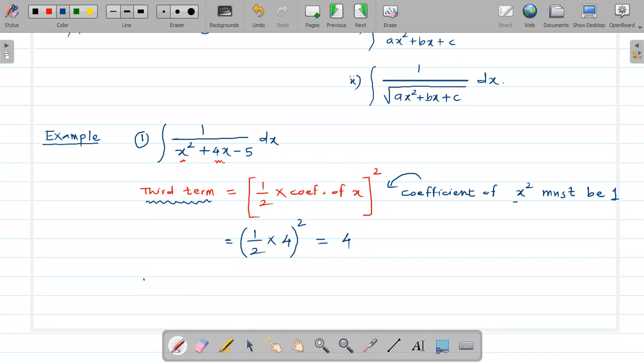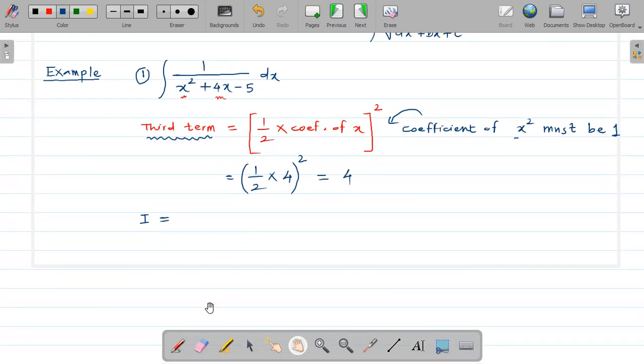Now the integration becomes, now we will adjust the given integration like this. So integration of 1 upon x square plus 4x. Now I will add the third term as 4 here. Minus 5 is already there. Now as we have added the third term here, plus 4, so we have to do the minus 4 also, like this.